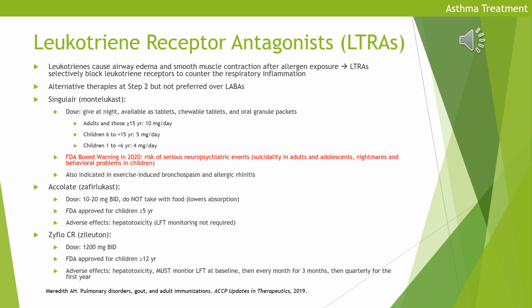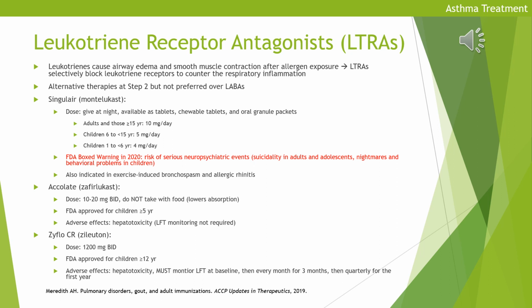Next, let's talk about the leukotriene receptor antagonists. So what is leukotriene? Leukotrienes can cause airway edema and smooth muscle contraction after allergen exposure. So when we block these receptors, it can counter the respiratory inflammation. These are alternative therapies at step 2, but are not preferred over the long-acting beta agonists.